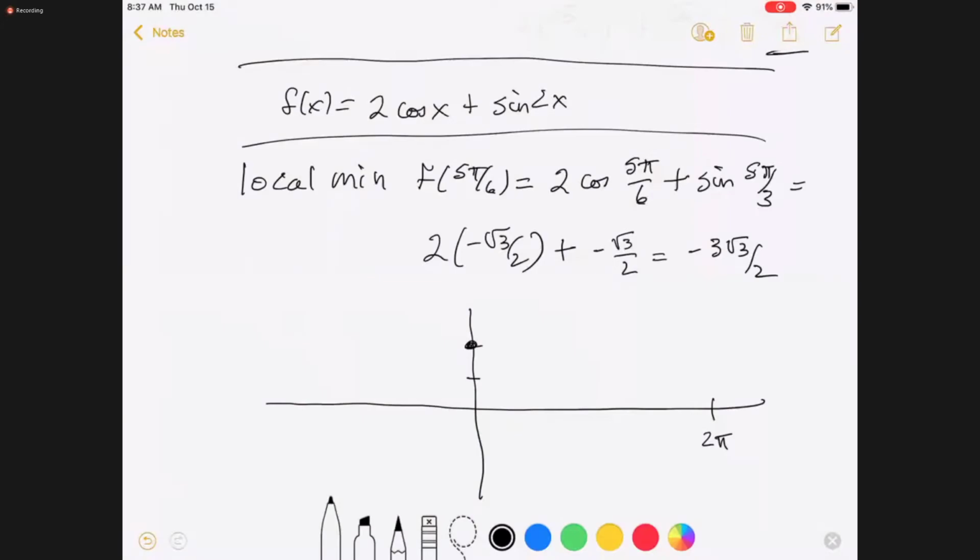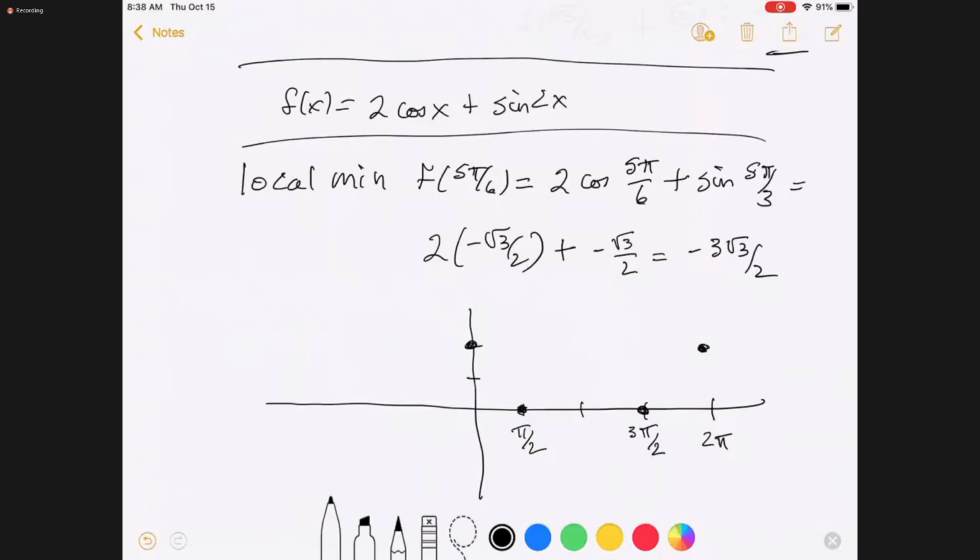Okay, so let's see. That's pi over 2 and 3 pi over 2. Those are x-intercepts, the only ones between 0 and 2 pi. And in fact, I know what f of 2 pi is because the periodicity is 2 pi. It's got to be the same thing as f of 0.